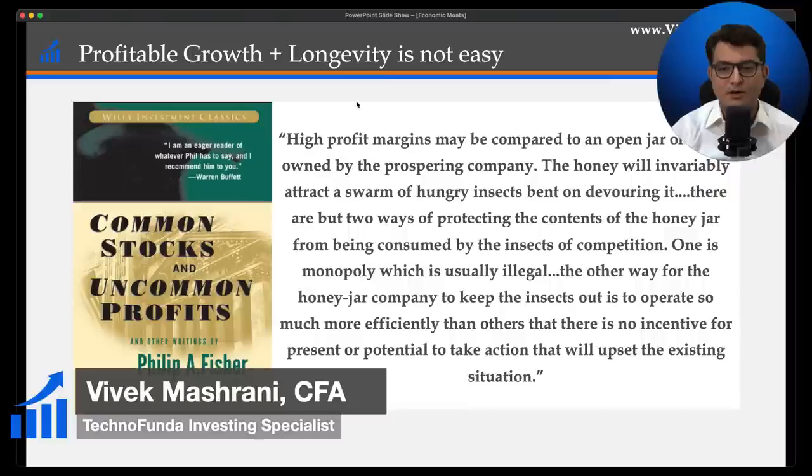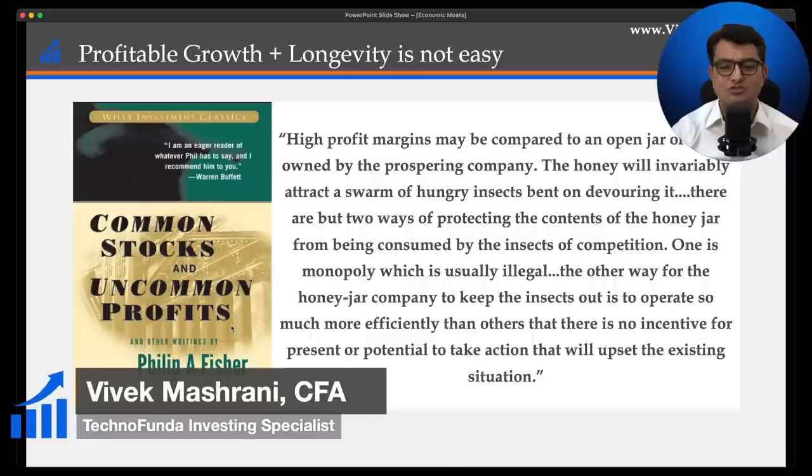that the profit margins can be compared to an open jar of honey, which is owned by a prospering company, and the honey will invariably attract a swarm of hungry insects bent on devouring it. There are only two ways to protect, my friends. The first is to just create an artificial monopoly, which is illegal.